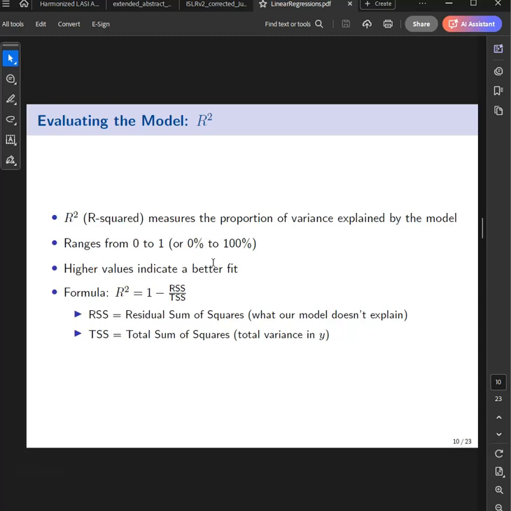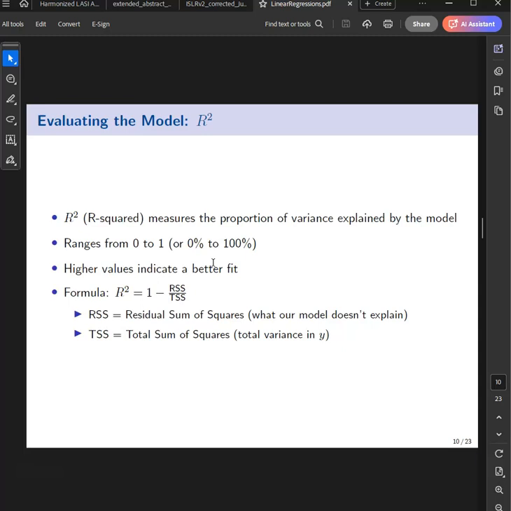R squared is a measure of proportion of variance explained by our model. It ranges from 0 to 1, or if you prefer percentages, 0% to 100%. A higher value indicates a better fit. In other words, our model is explaining more of the variation of the dependent variable.